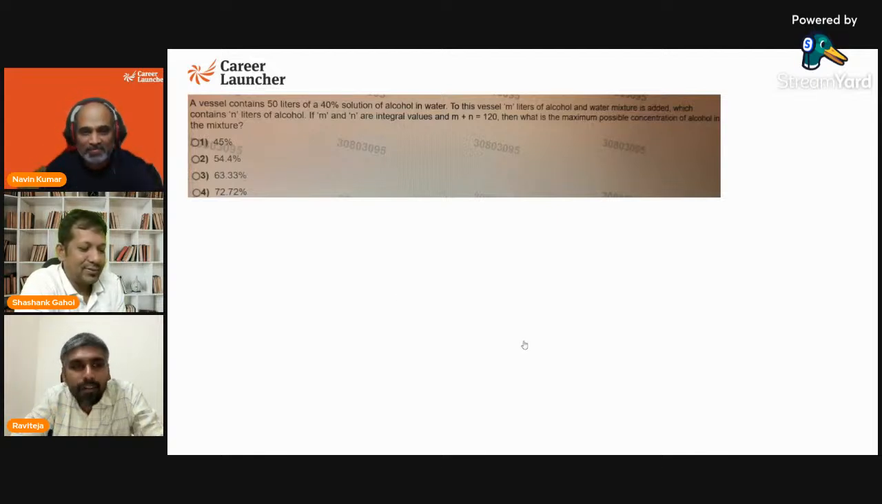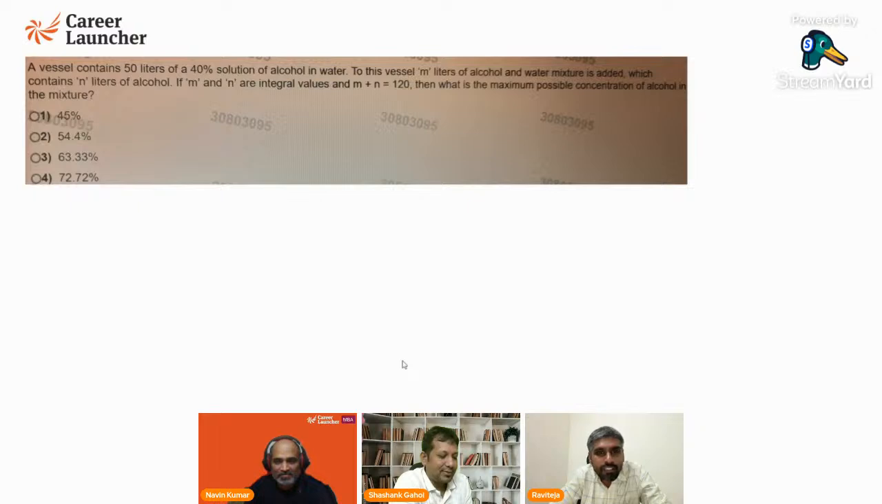So there is no difficulty in this question as such, but there is one question that has come very often about this case. If I am considering m and n to be 120, both of them equal, then I get 100% concentration alcohol that I am adding, of 60 liters. Then how am I calling it a mixture?